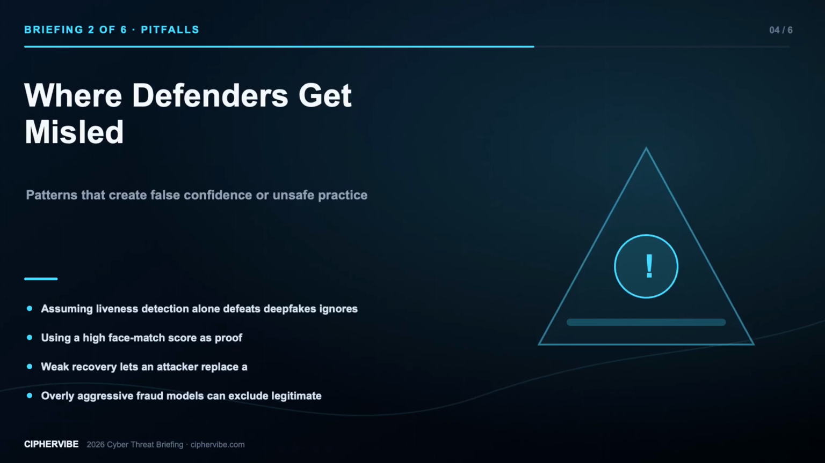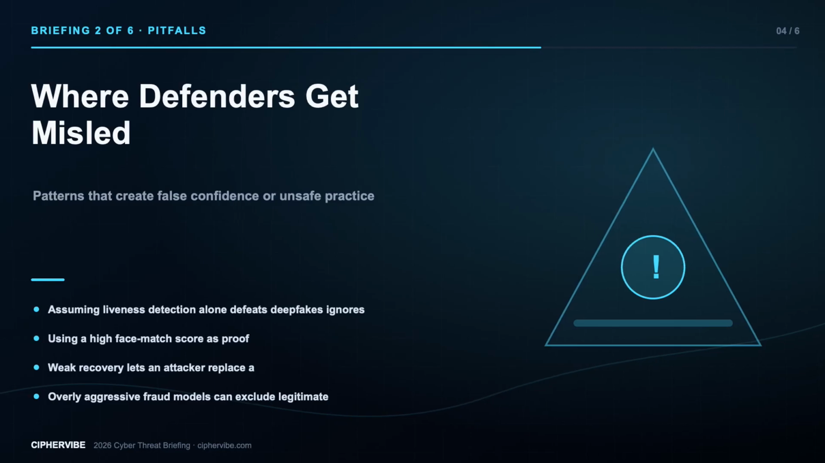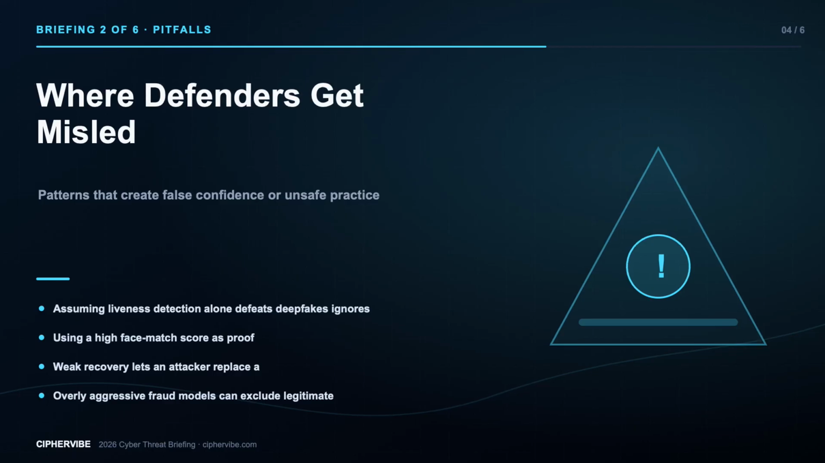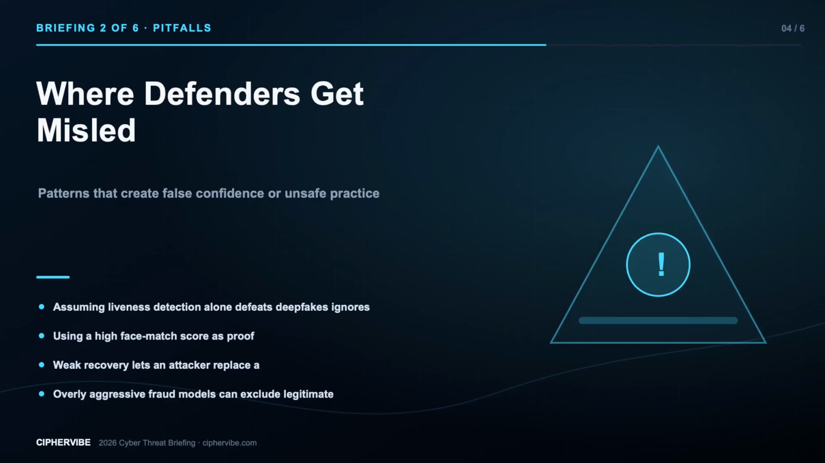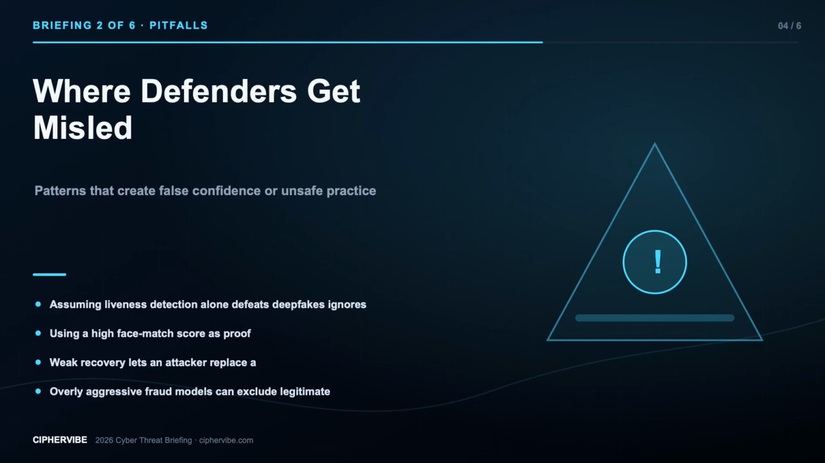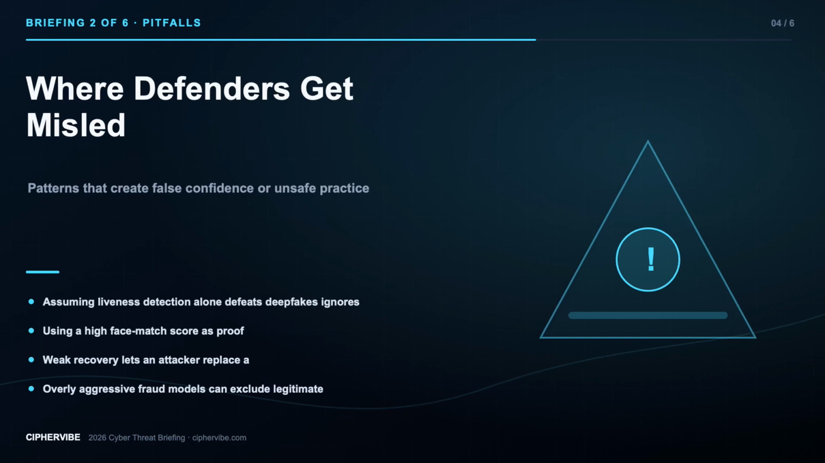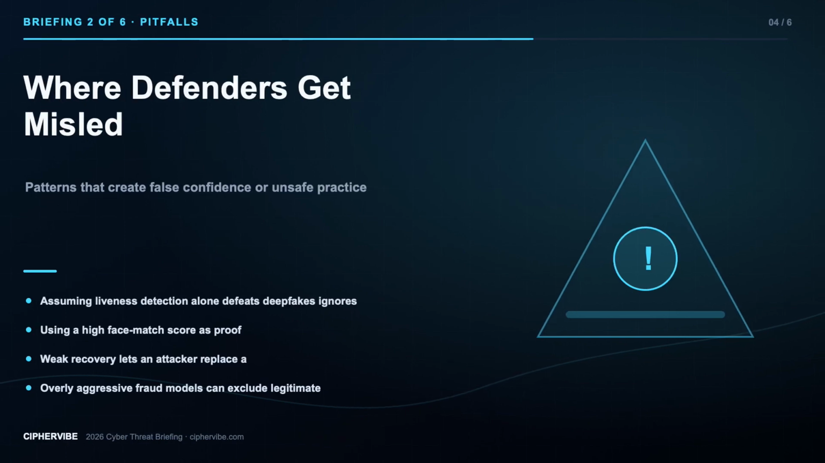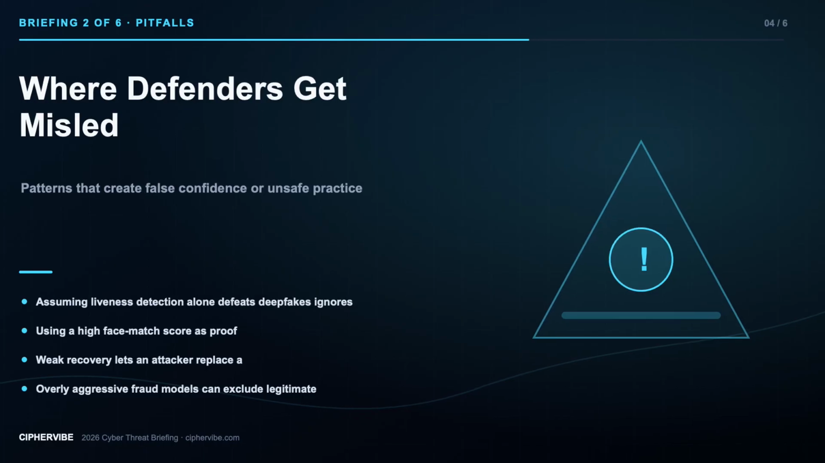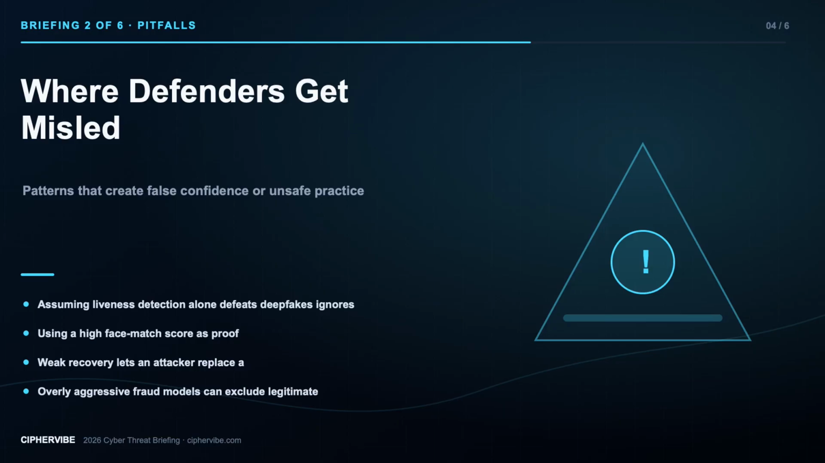Second, using a high face match score as proof of a live legitimate person confuses similarity with provenance and intent. Third, weak recovery lets an attacker replace a strong passkey or device-bound credential with a newly enrolled factor. Fourth, overly aggressive fraud models can exclude legitimate users, create accessibility problems, and drive risky manual overrides. Fifth, retaining biometric samples without strict minimization, encryption, separation, and deletion creates irreversible privacy and breach impact.